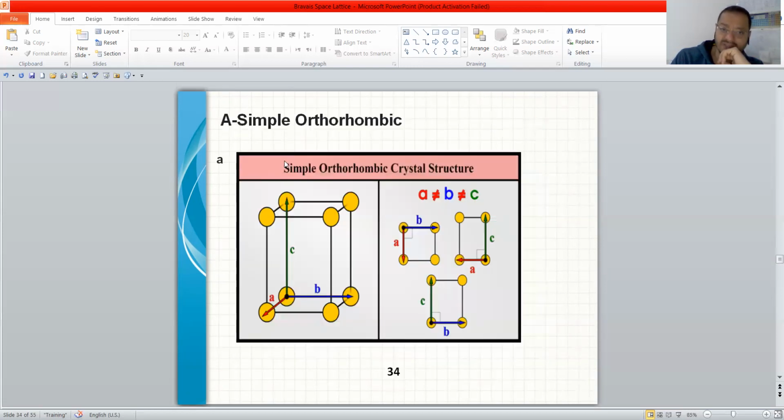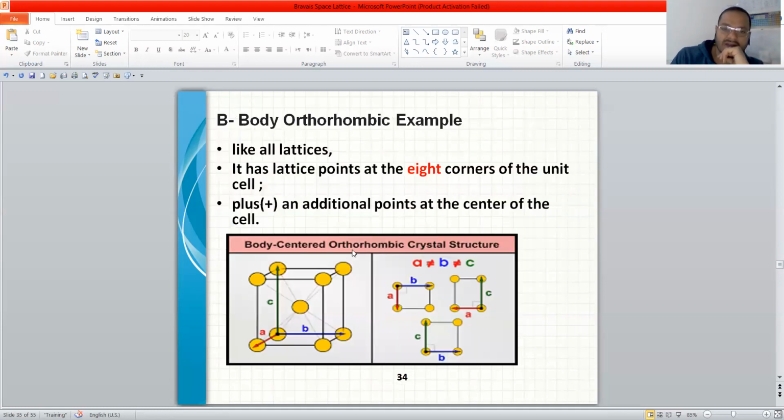Let's start from simple. Let's take a look here. Like I said before, we don't have any opportunity to say A, B, C equal each other. A, B, C are not equal to each other, but we're still dealing with the same angles. And like all lattices, it has lattice points at the 8 corners of the unit cell plus an additional point at the center of the cell. Here, like the body-centered cubic structure, but with 3 different vectors.